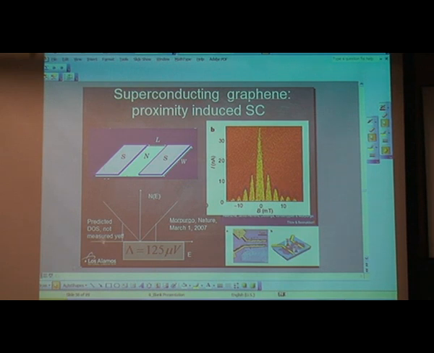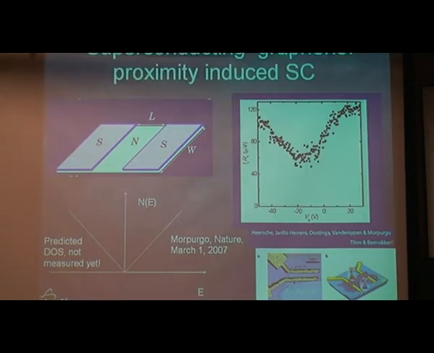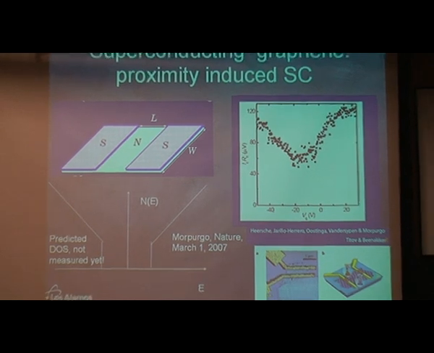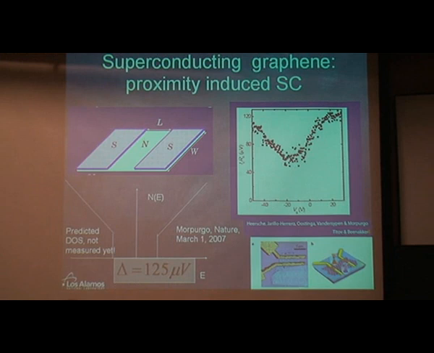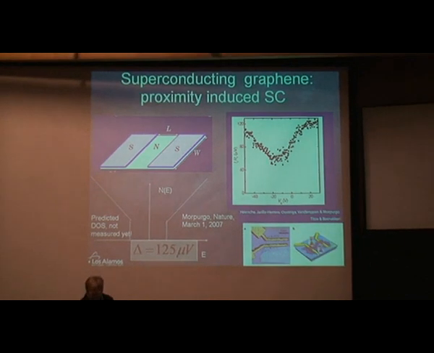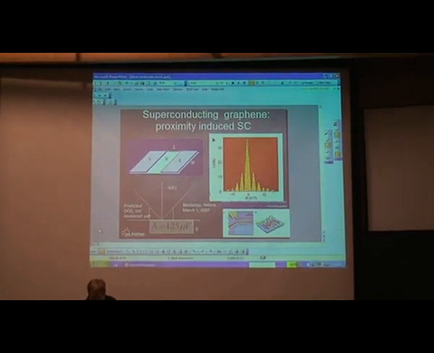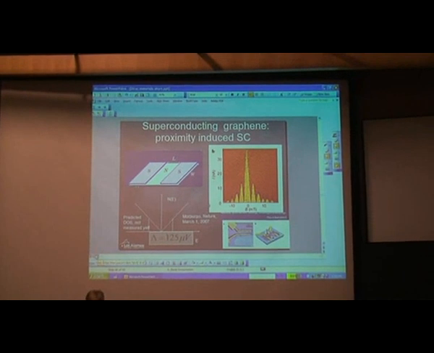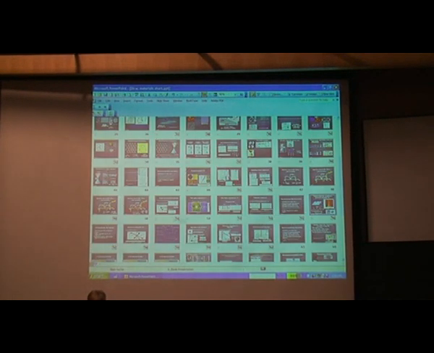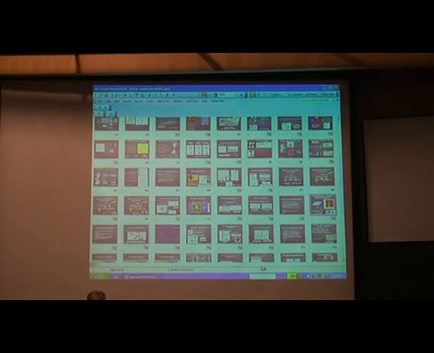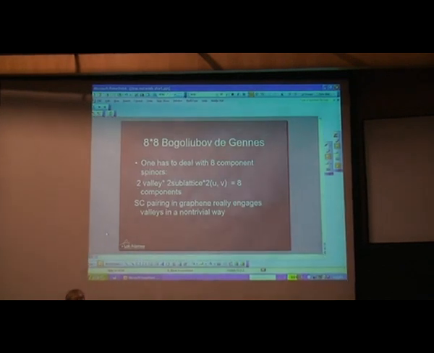An interesting aspect of it was that there are no coherence factors. All the excess spectral weight you squeeze out moves to the edges. So there is no coherence piece. Basically, the density of states just opens up, and inside this density of states there will be impurity resonances. So our suggestion was to look at the impurity states in superconducting graphene.